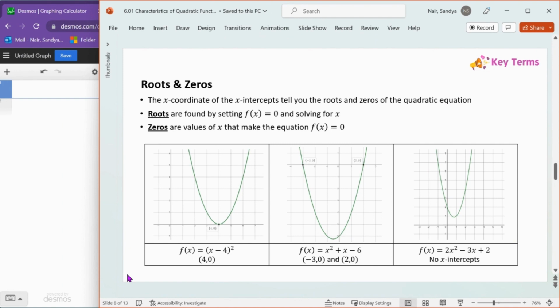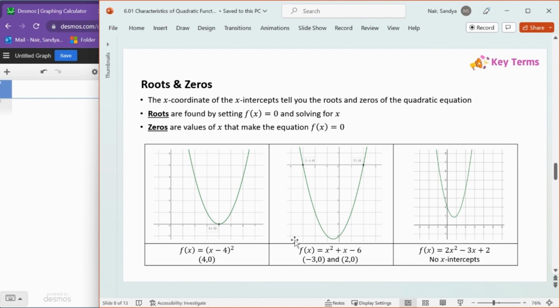The x-coordinate of the x-intercepts can help us identify the roots and zeros. Roots are found by setting f of x equal to 0 and solving for x. So for example, in this first parabola here, if I take this equation f of x equals (x minus 4) squared and rewrite it as 0 equals (x minus 4) squared and solve for x, I would find that x equals 4.